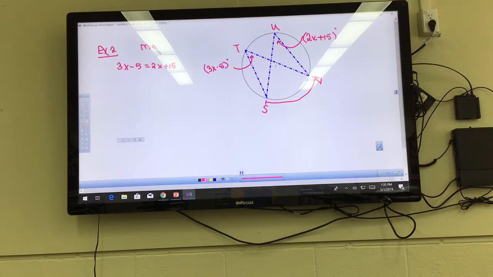I'm asking you to find the measure of angle t. So finding x is not enough. Once we find x, we subtract 2x, add 5, we get x equals 20. We're not done. We have to find the measure of angle t. The measure of angle t is 3 times 20 minus 5. So 3 times 20 is 60, minus 5 is 55. So the measure of angle t is 55 degrees.